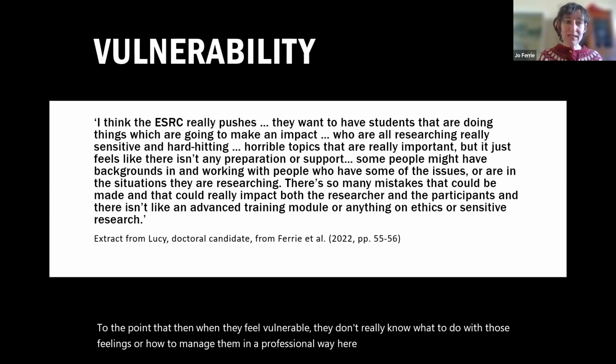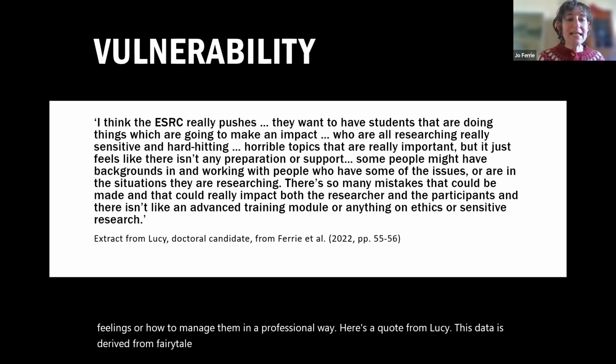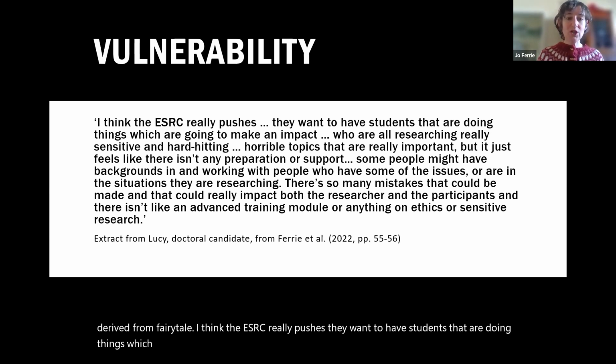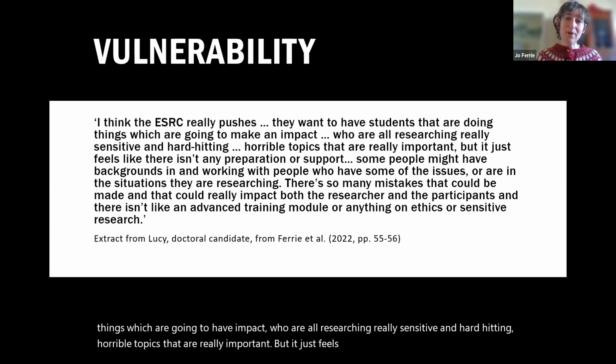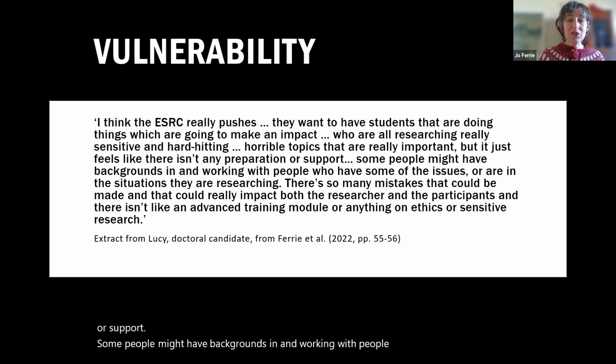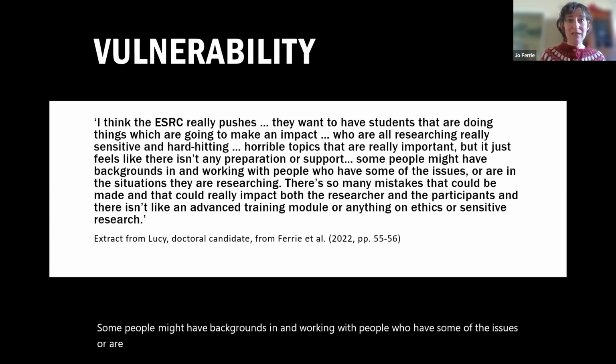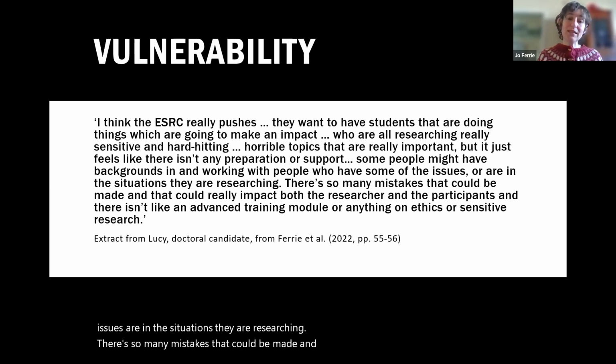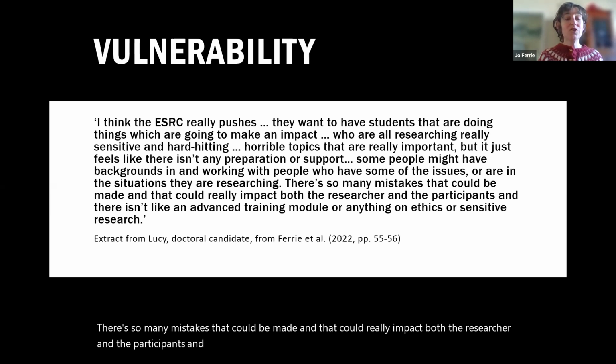Here's a quote from Lucy. This data is derived from Ferrie et al. "I think the ESRC really pushes. They want to have students that are doing things which are going to have impact who are all researching really sensitive and hard-hitting, horrible topics that are really important, but it just feels like there isn't any preparation or support. Some people might have backgrounds in and working with people who have some of the issues or are in the situations they are researching. There's so many mistakes that could be made and that could really impact both the researcher and the participants, and there isn't like an advanced training module or anything on ethics or sensitive research."